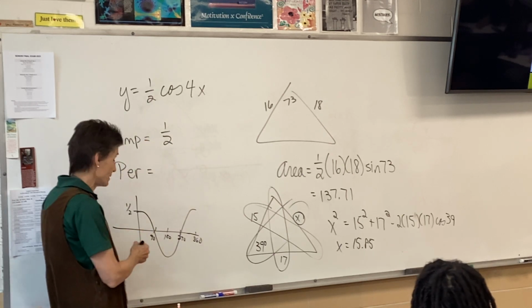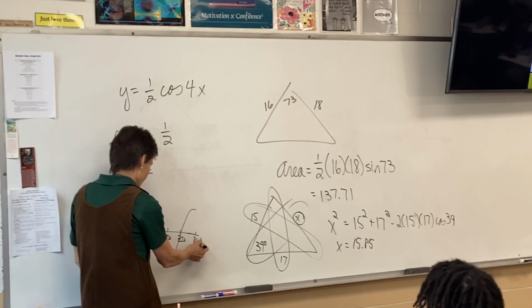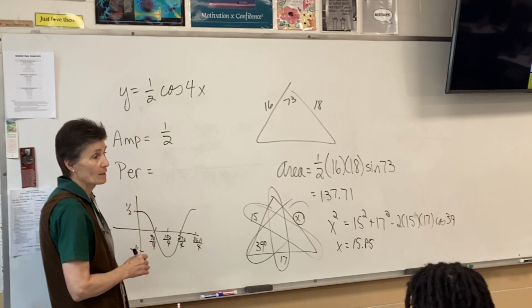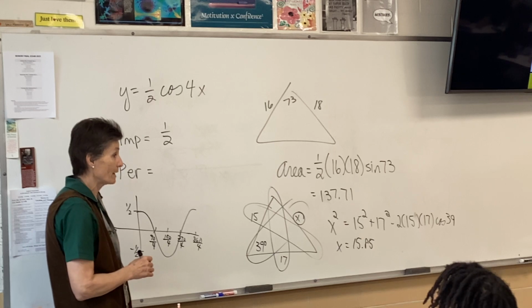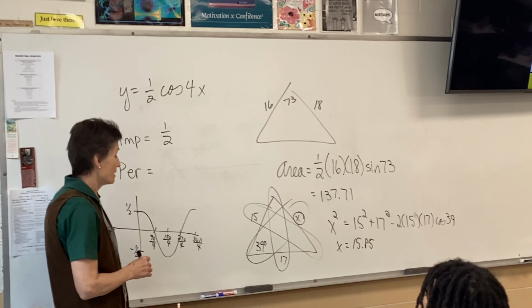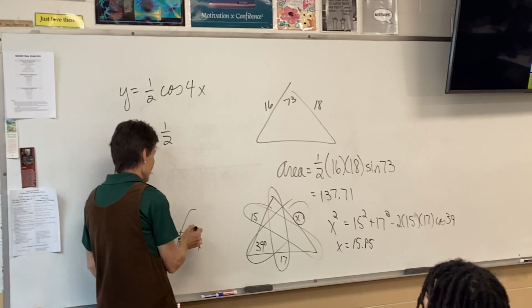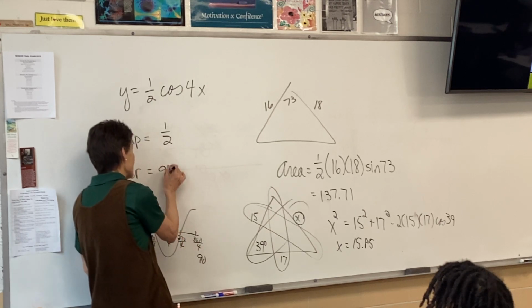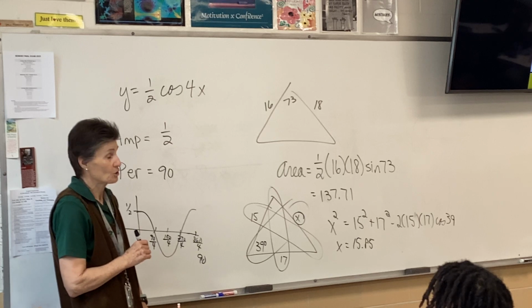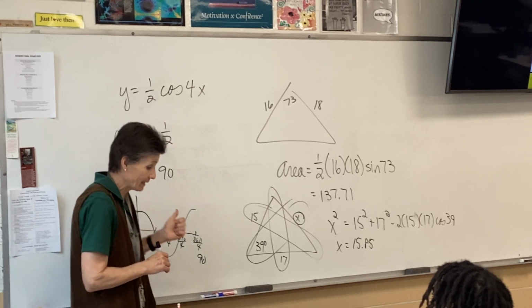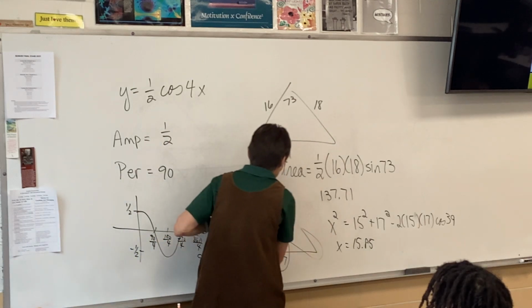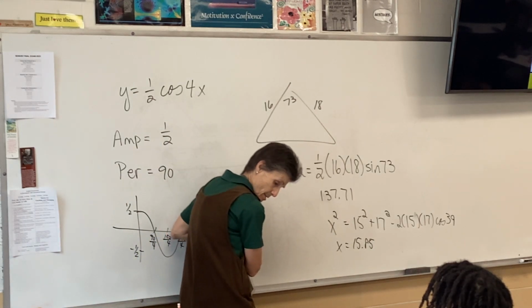What does that number do to these numbers? Divides it. That number's a divider. That number always divides. Whatever it is, it divides. So this last label, instead of being 360, would be 90, and that is the period of the function. Whatever that last label ends up being.